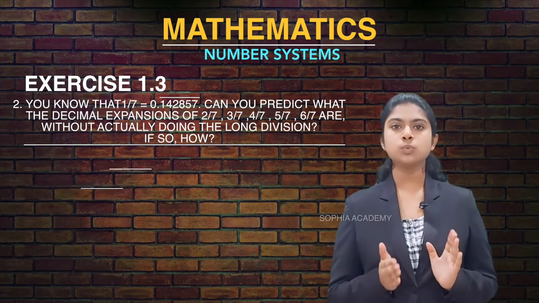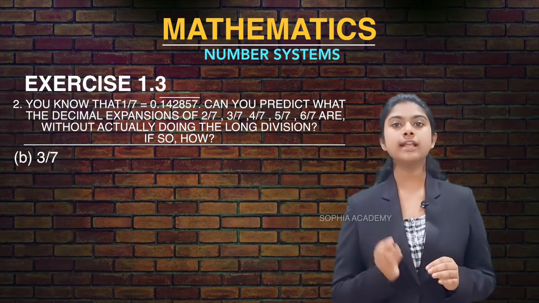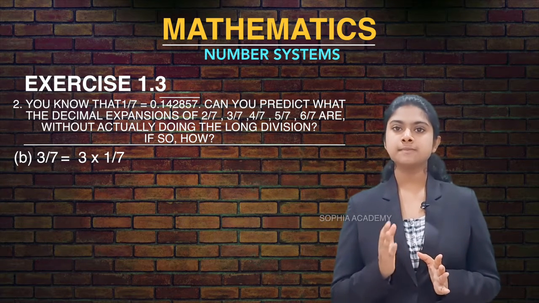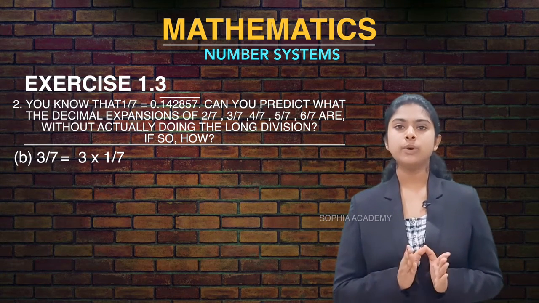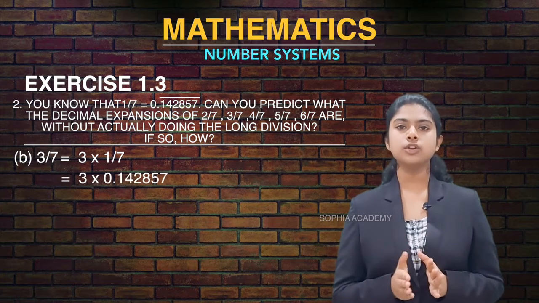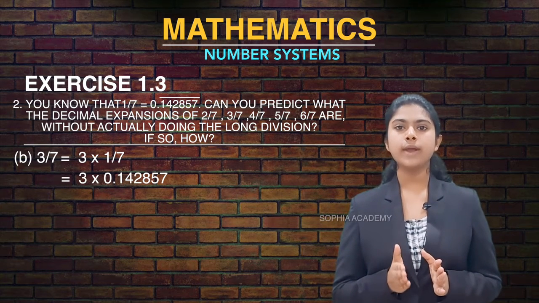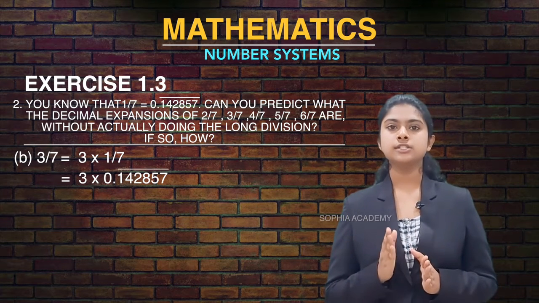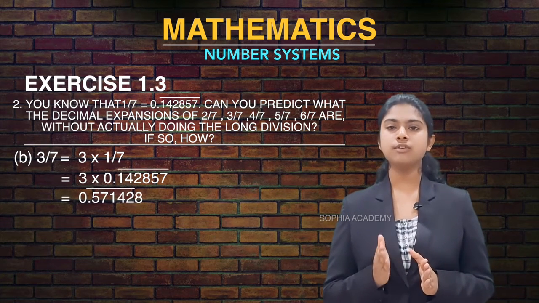So this process keeps on repeating. The same goes with 3 by 7. We know that 3 by 7 can be written as 3 into 1 by 7. Substituting the value for 1 by 7, we write it as 3 into 0.142857 with the whole bar, and the answer for this is 0.571428 with the whole bar.